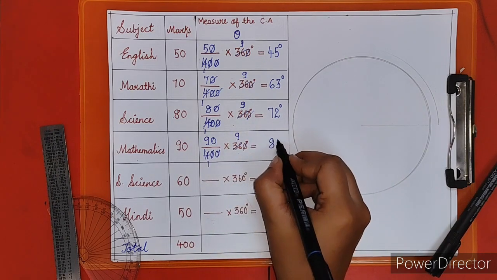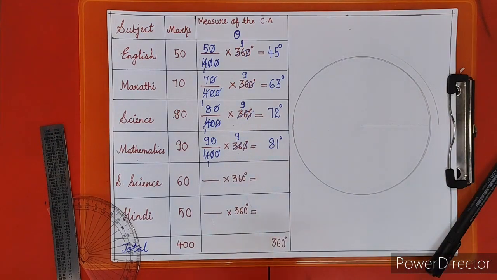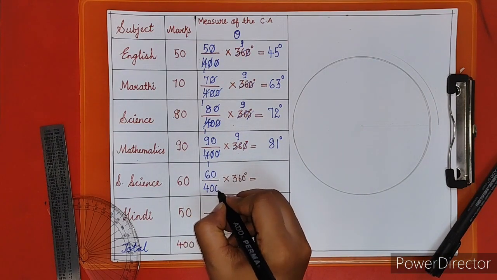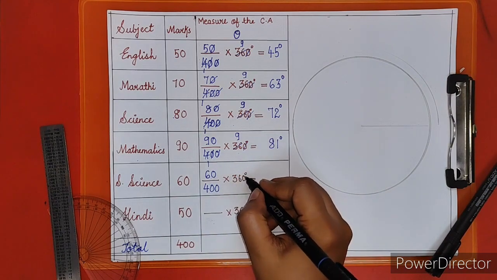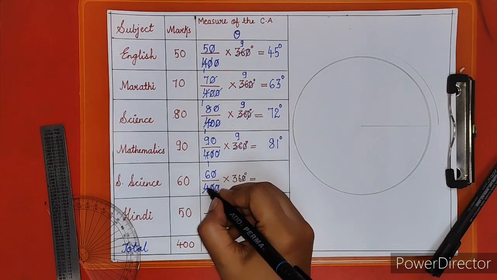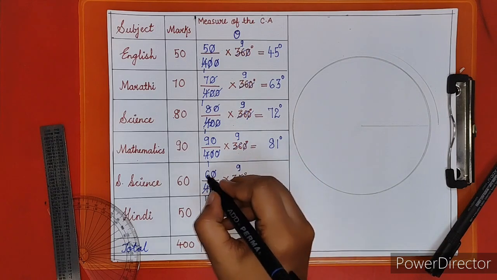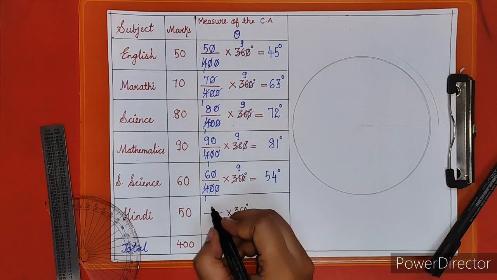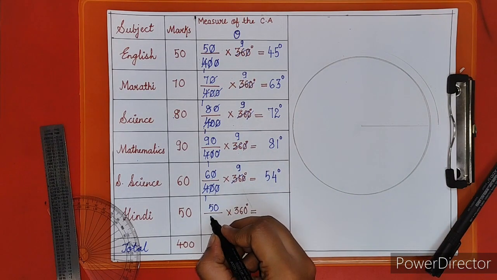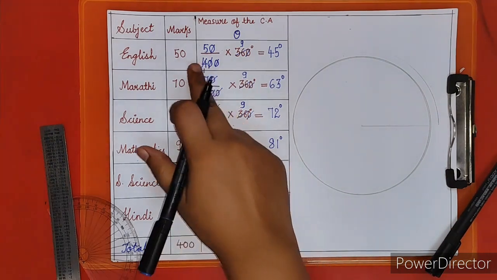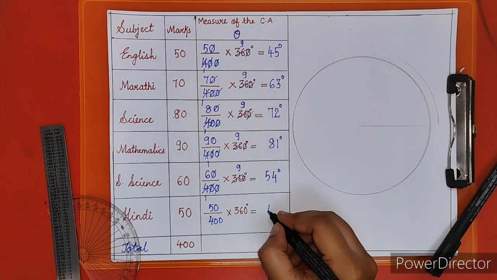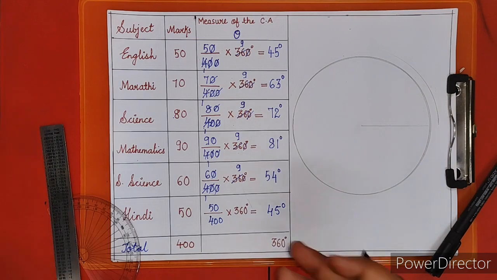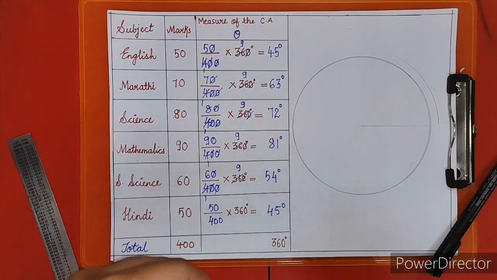Next one, mathematics, marks is 90, total marks is 400, 4 ones are 4 and 4 nines are 36, 9 nines are 81 degree. For social science, marks is 60, total marks is 400, 4 ones are 4, 4 nines are 36, 6 nines are 54 degree. Hindi, we got 50 upon 400. We have done this calculation before, so the answer will come 45 degree. The total of this will be 360.